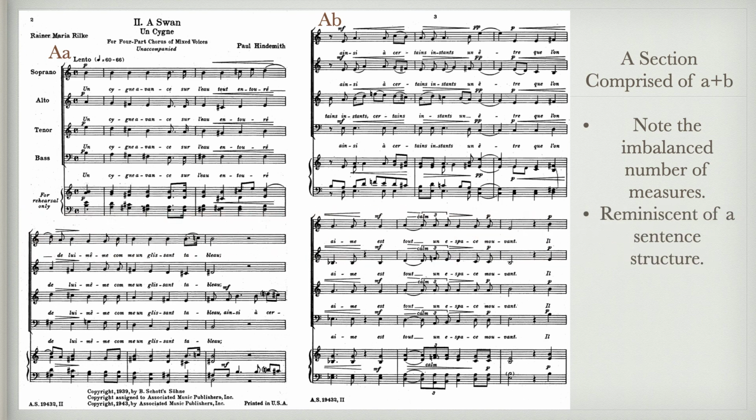Now, the first A section is sort of reminiscent of a sentence structure. You've got this initial idea in measures 1 and 2 that then repeats towards the end of the phrase. It's not a complete sentence, but it repeats. So in some ways, this is familiar to us because the sentence structure was something very common in the classical period, especially with Mozart. So your basic form is going to be A and B.